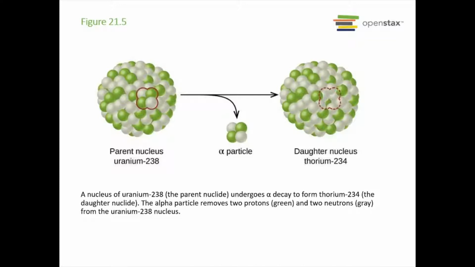So here's an example. Our parent nuclide here, uranium-238, is giving off an alpha particle, and that produces thorium-234, as the alpha particle removes 2 protons and 2 neutrons from the uranium-238 nucleus.